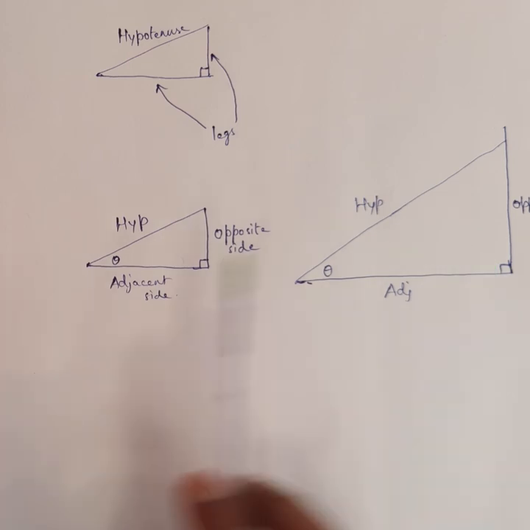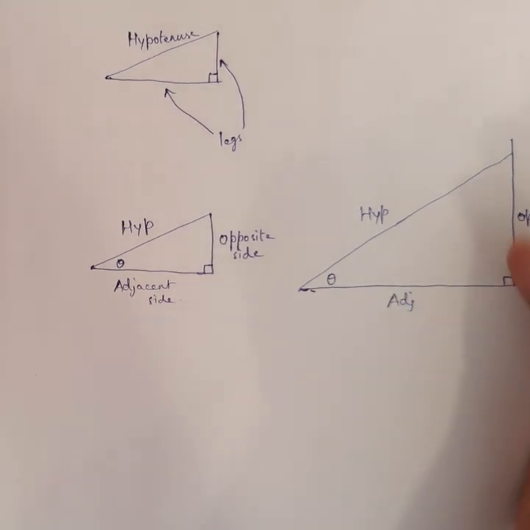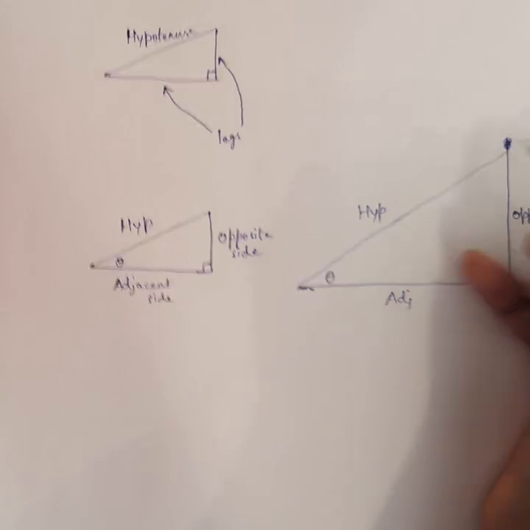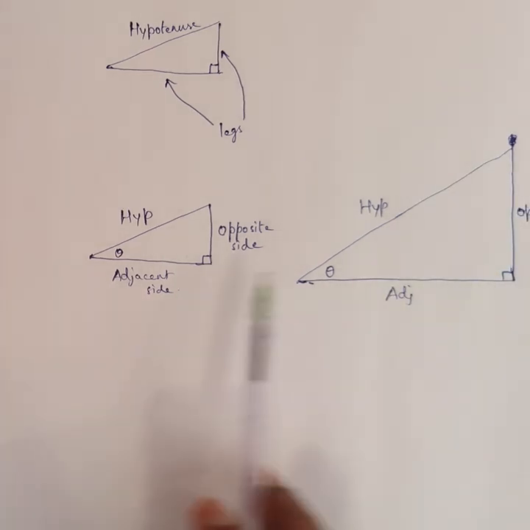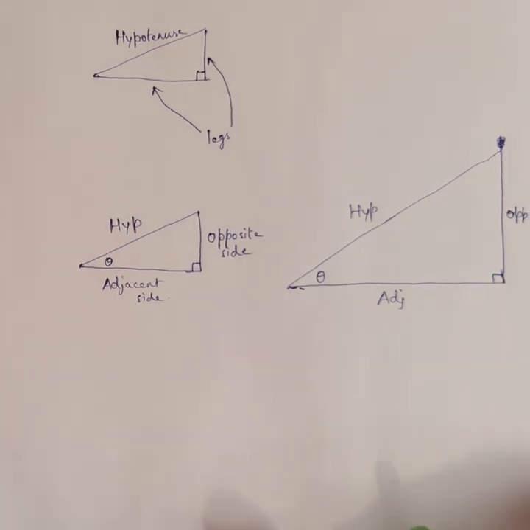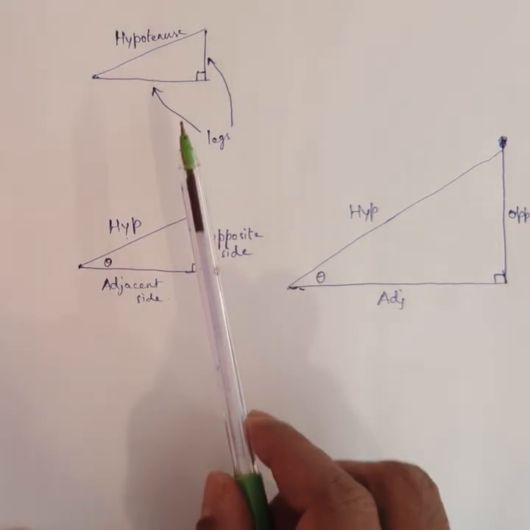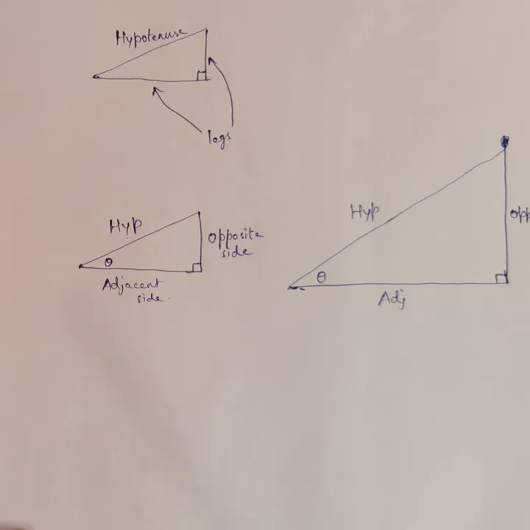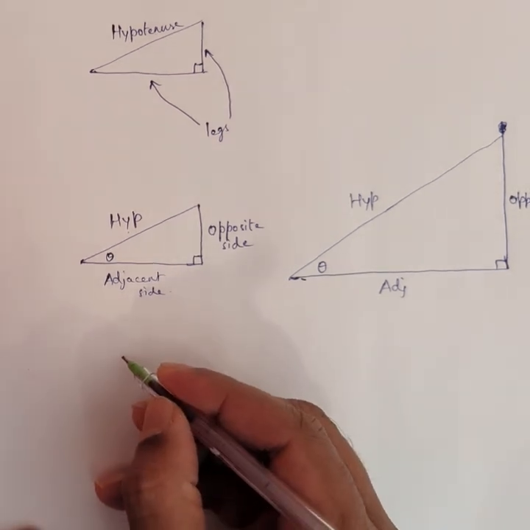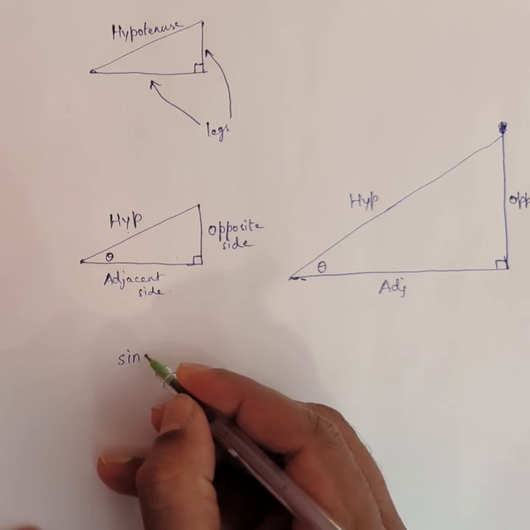Now the side lengths in these triangles are different, of course. But since they are similar, the ratio of the side lengths will be the same. So if I were to take the ratio of opposite to hypotenuse in this or in this triangle, I'll get the same answer. And this triangle could be even tilted. It does not matter. And that's how the trig functions are defined. They're defined as ratios. The first function is sine of that angle theta.